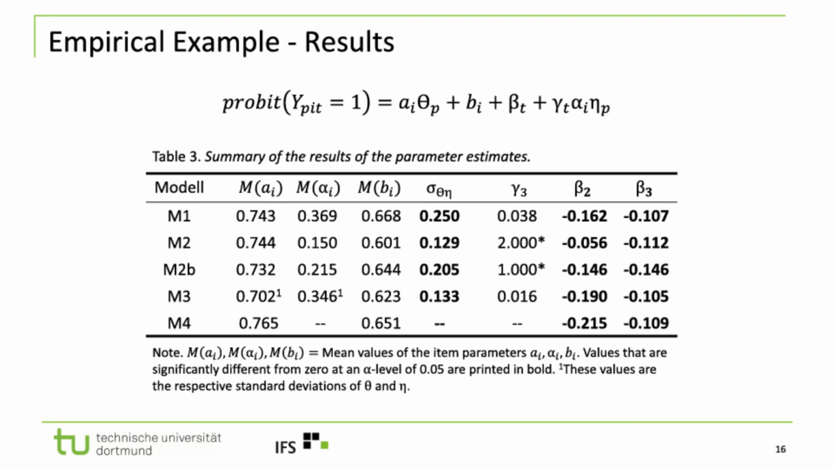So what are the results? This table summarizes the main results of the model estimates. The first 3 columns describe the mean values of the item-specific parameters. Note here that we fixed the variances on the person side to 1, and thus these variances are reflected in the item-specific loading parameters. Thus, the mean of the A parameters and the mean of the alpha parameters can be considered as a kind of proxy for the standard deviations of theta and eta respectively.